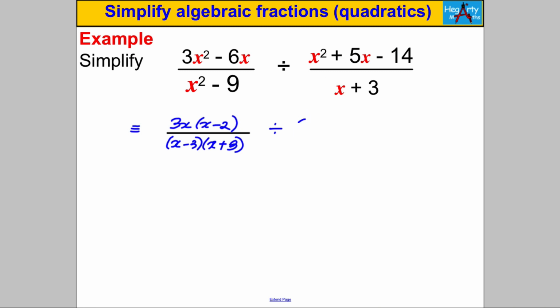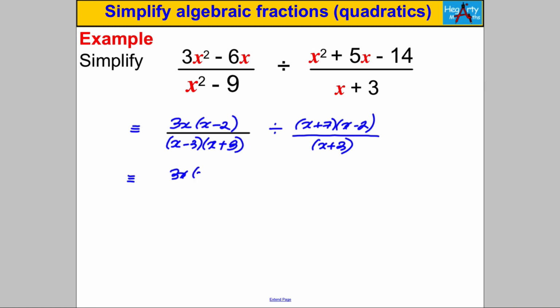Let's factorize the top into x add 7, x subtract 2. And this denominator here, we're just going to put a bracket around the x add 3. Now we should know that dividing by a fraction is the same as multiplying by its reciprocal. So now it's time to just change that to a multiply sign and flip this fraction over.